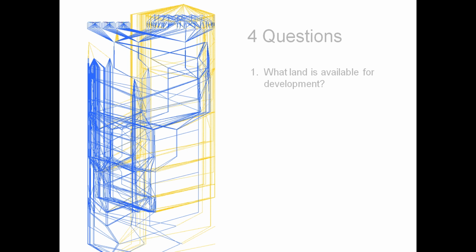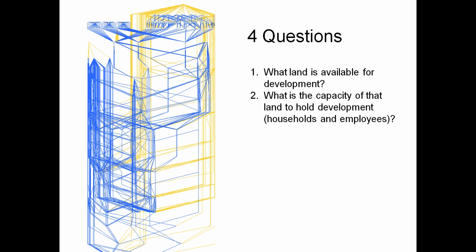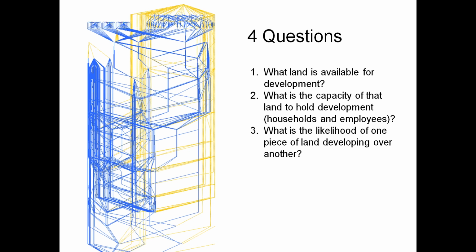But really it breaks down to maybe 4 questions that we're trying to answer through this land use model. What land is available for development? So what is the capacity of that land to hold development? So how many employees or households is it likely to hold, or can it hold? What is the likelihood of one piece of land developing over another? So, what's the suitability or the likelihood of that land getting developed?